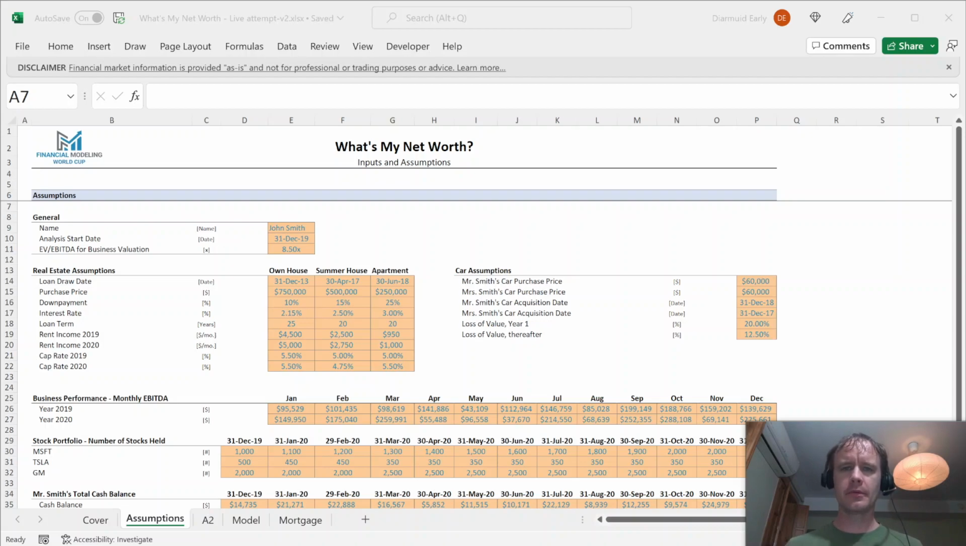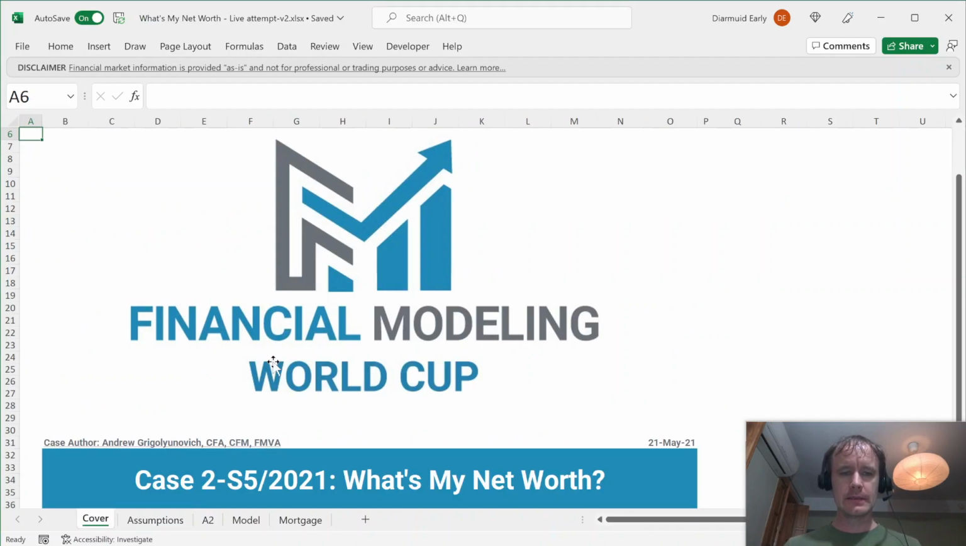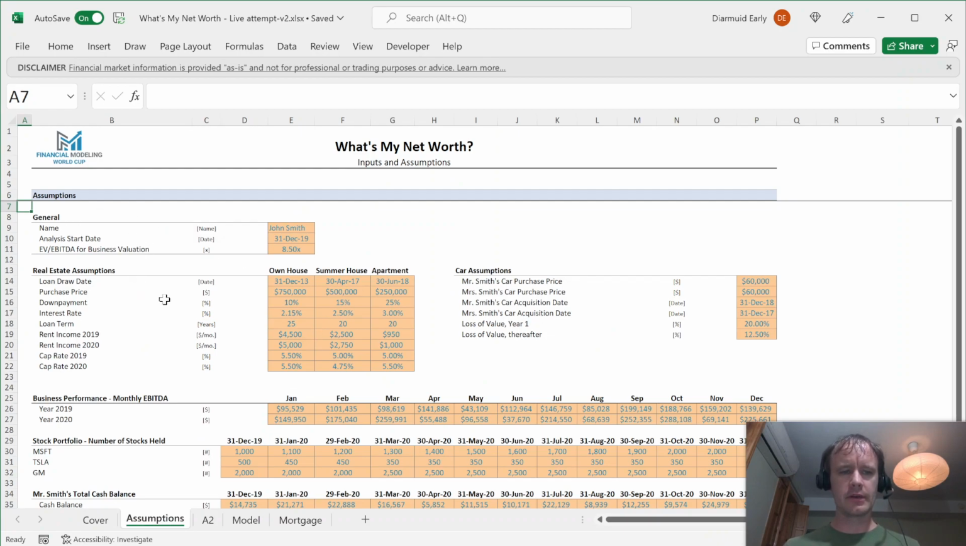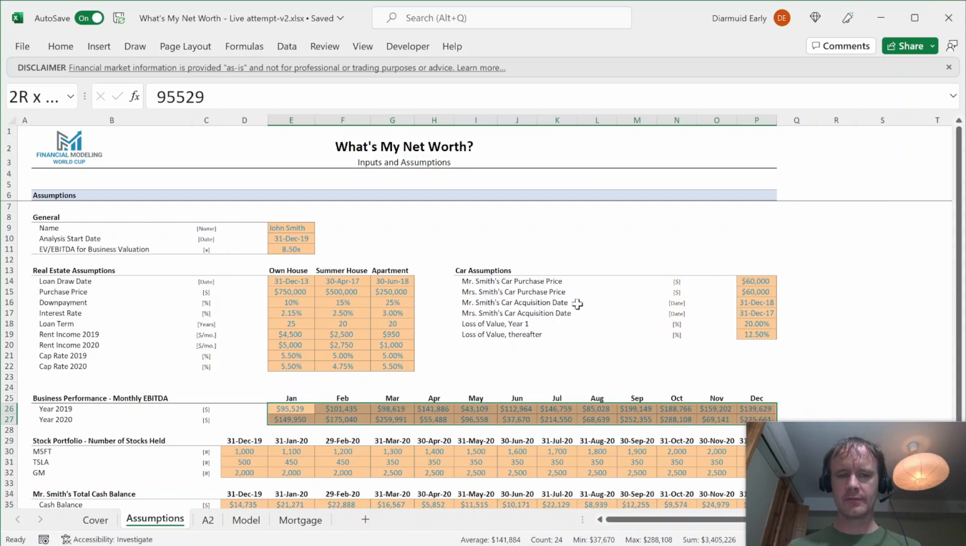Hello and welcome. I'm going to be tackling another model-off problem this evening. This is a question from round 5 of 2021 called What's My Net Worth? So we've got an individual who owns a business. We've got the EBITDA for the past year. The model is as of the end of 2019 and forecast for the coming year.